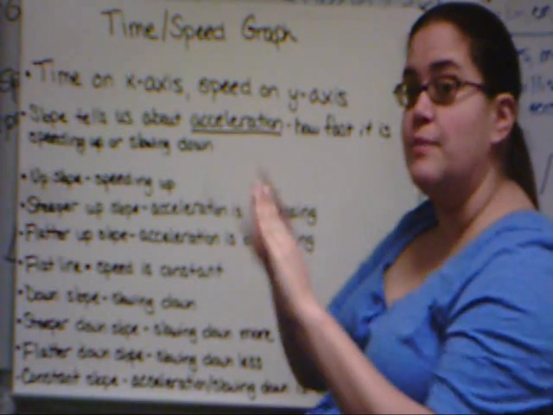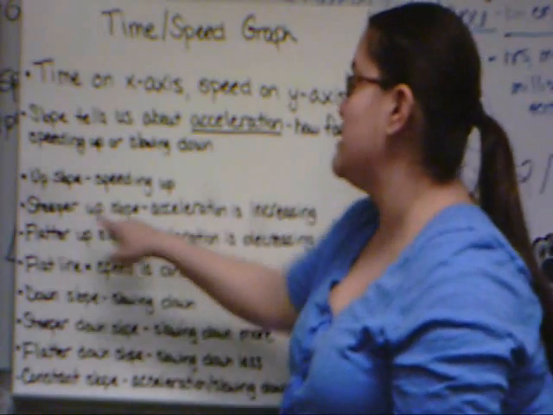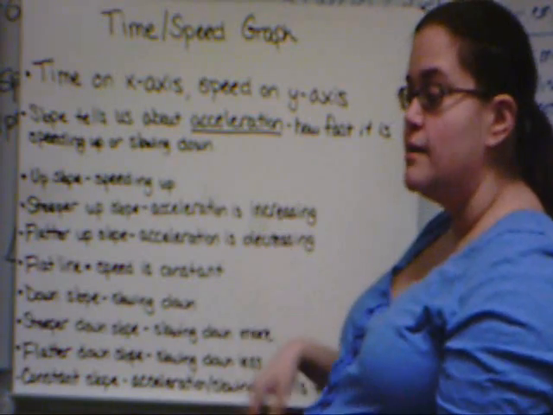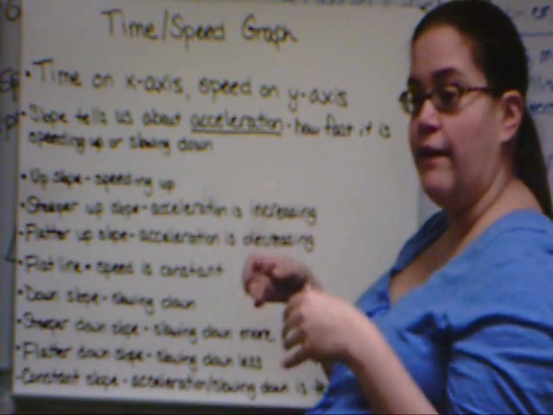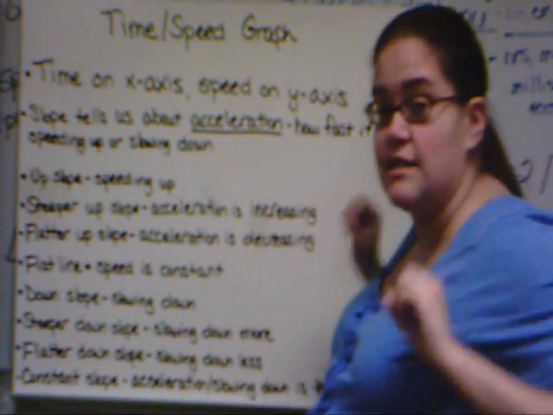Down here it's moving slower, and up here it's moving faster. If it has a steeper upslope, that means the acceleration is increasing, okay? So if I go from 0 to 10 miles per hour, and then I go from 10 to 60 miles per hour, my acceleration is increasing because I'm speeding up a lot faster, okay?